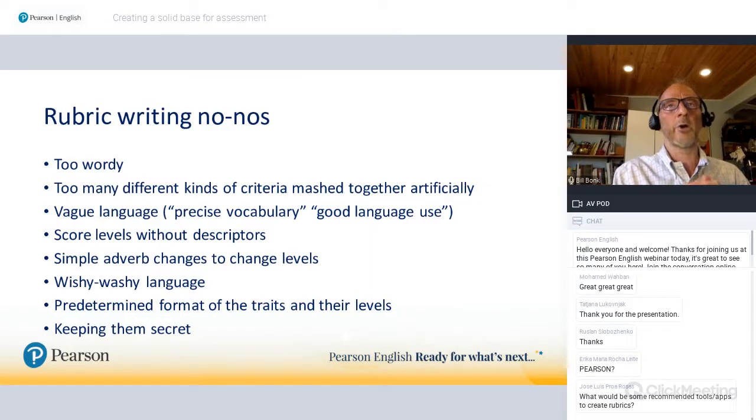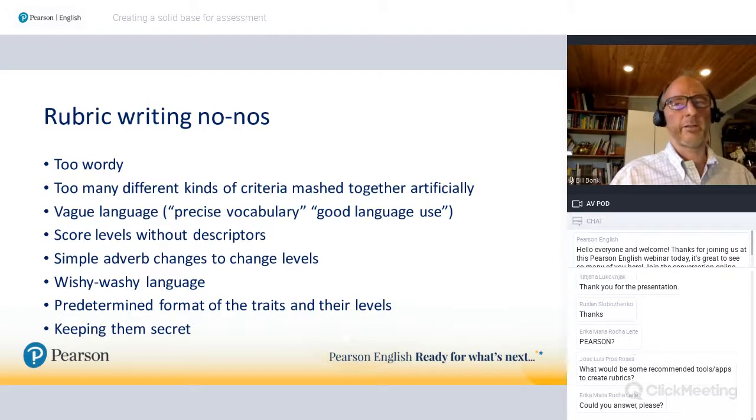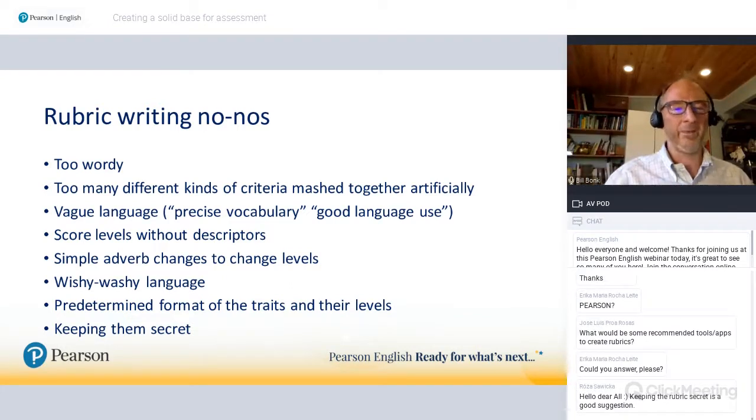I call it wishy-washy when people say things like might show this, can do this, may do this. Those are useless as descriptors. Either they do it or they don't, or they do it always, or they do it sometimes, but don't just say may. That's not really helpful to raters. So these are often trying to be descriptors, or extra information for raters to use, but they don't use it. It just confuses them. I would avoid that if you can.